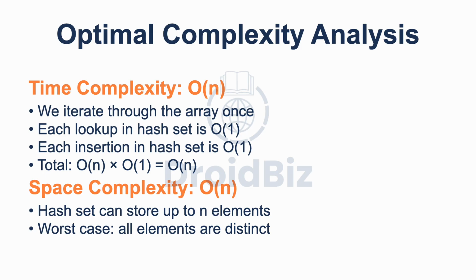Let's analyze the optimal complexity. The time complexity is big O of n. Here's why. We iterate through the array once, visiting n elements. Each lookup in the hash set takes big O of 1 time. Each insertion in the hash set also takes big O of 1 time. So the total is big O of n times big O of 1, which equals big O of n. Now for space complexity, it's big O of n. The hash set can store up to n elements. In the worst case, all elements are distinct. We would store every single element in the set. This uses big O of n space.